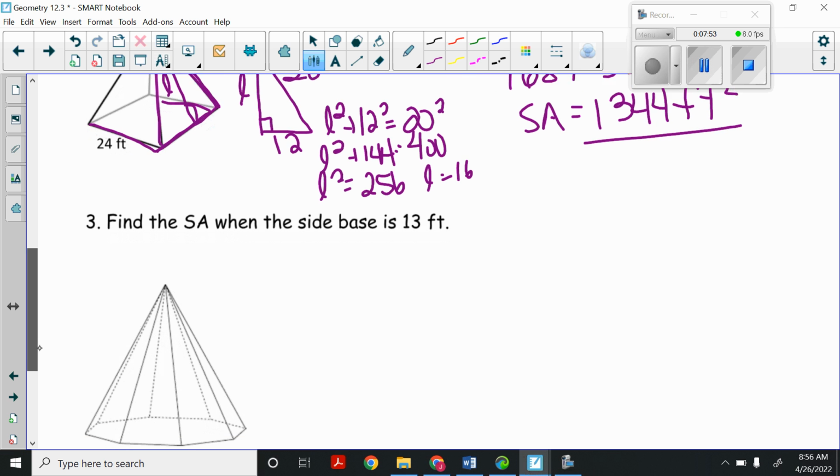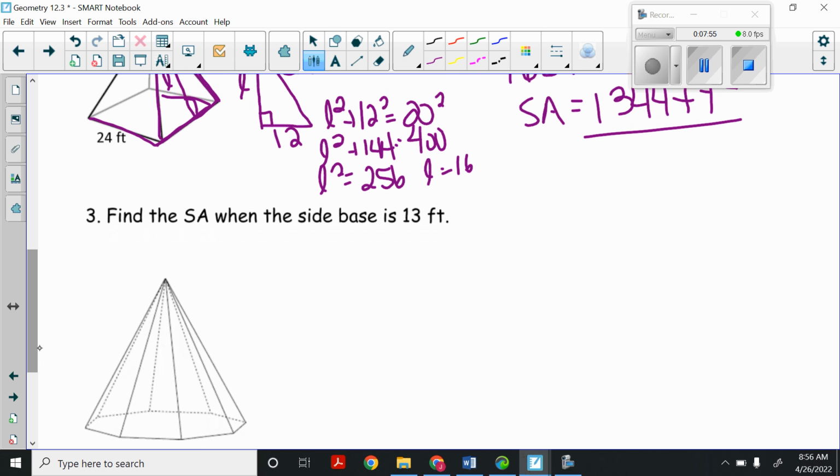So now number 3, find the surface area when the side base is 13 feet. And I should have added in here the slant height, because we need more information, and the slant height is 20 feet. So I should have that in there as well.